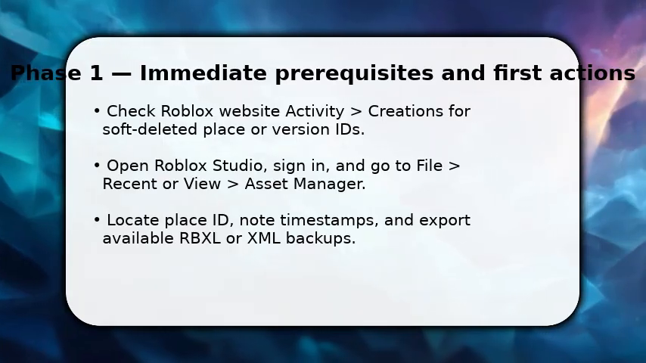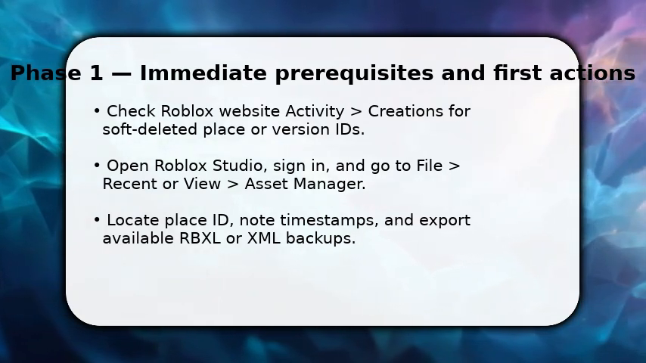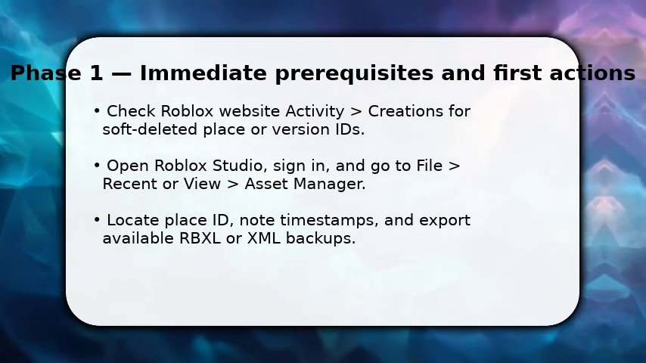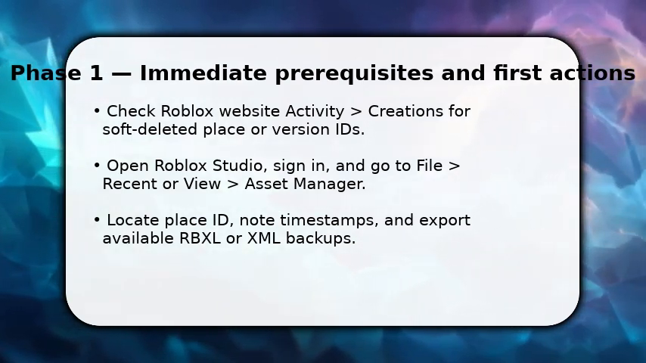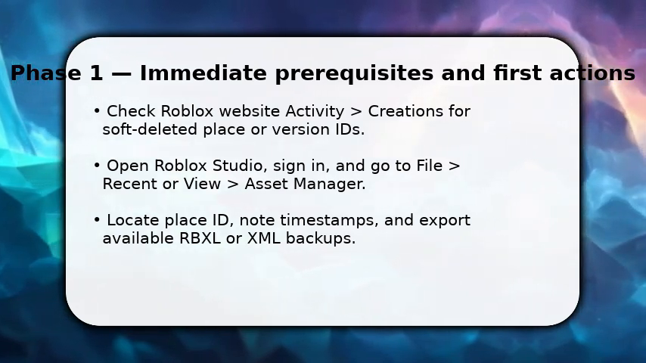You start by locating any soft-deleted copy. This matters because Roblox often retains versions for a short time. Sign into Roblox Studio and immediately check File Recent and your account activity on the website. Once found, write down the place ID and timestamps.